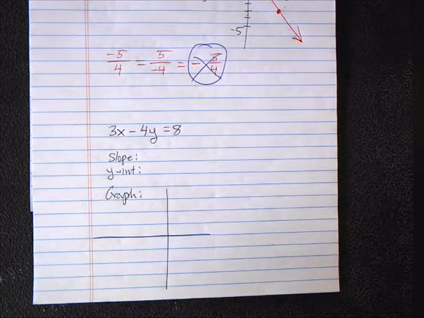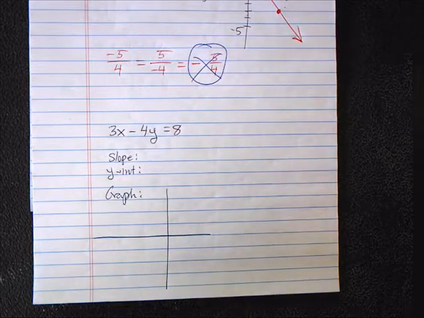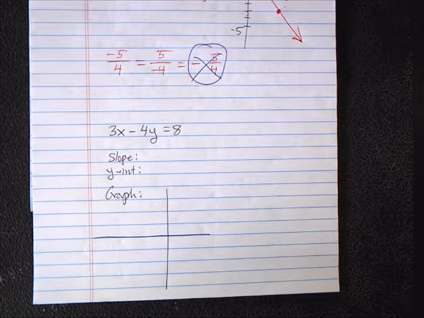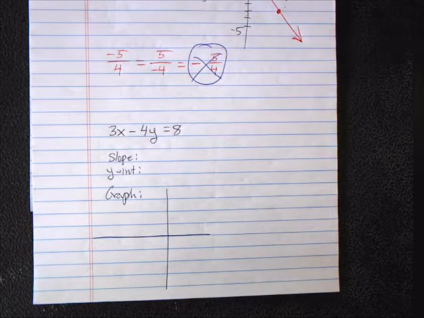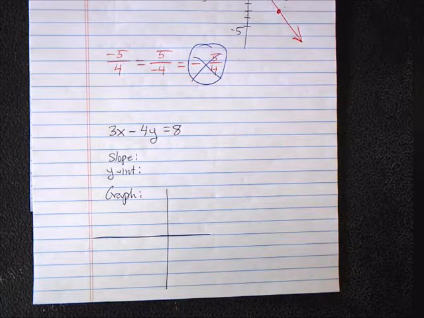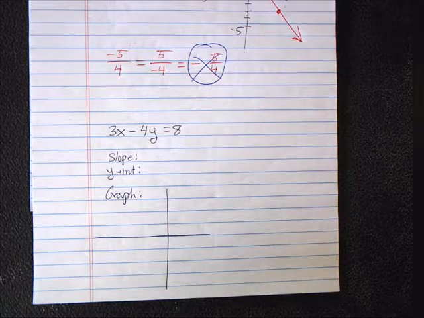Minus 3x and then divide by negative 4. So what are you doing? You want to get y all by itself. Why do you want to get y all by itself? Because that puts the equation in y equals mx plus b, which is called slope-intercept. So there is actually a very good reason to get y all by itself.